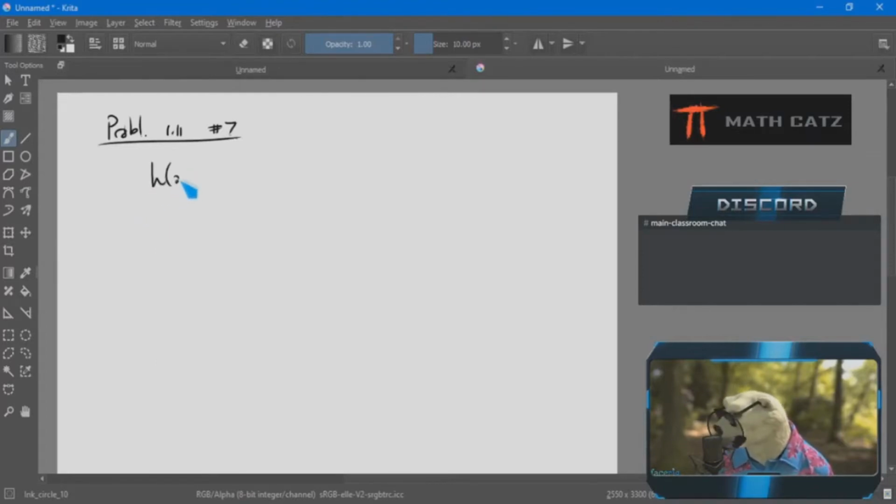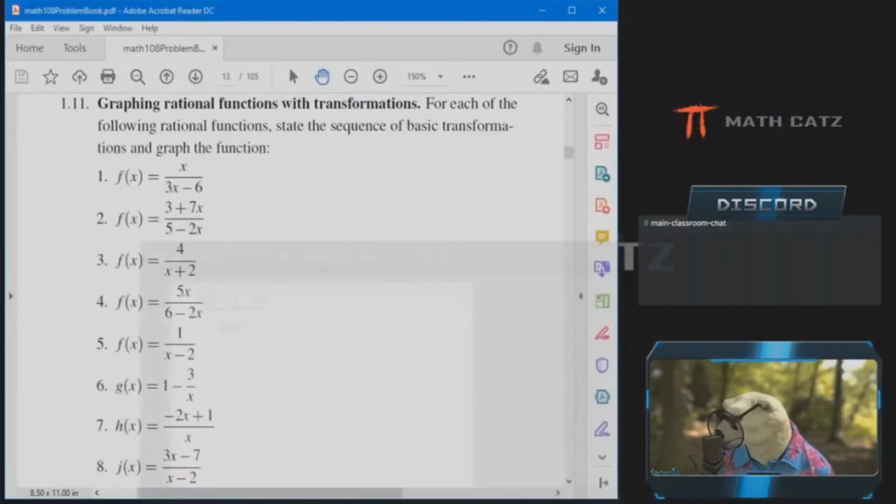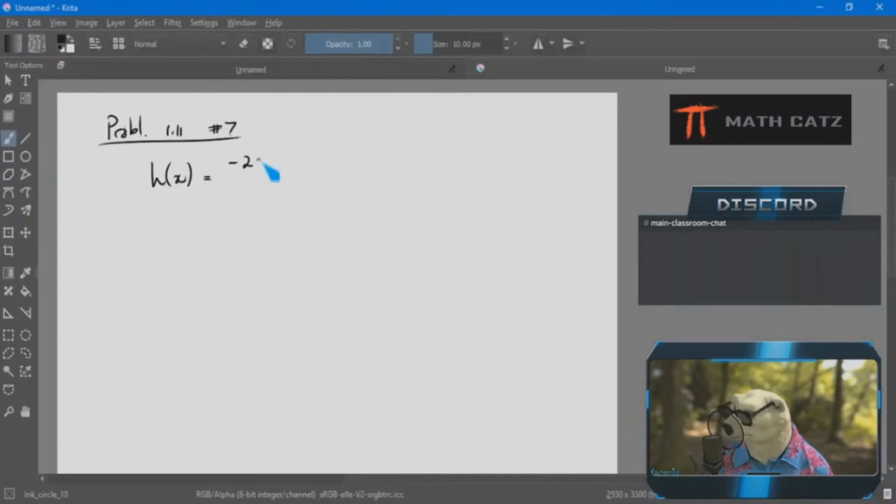Number 7, h of x. Just going down the alphabet here. Negative 2x plus 1 over x. All right. I see x is in the top, so I can't identify the transformation. This doesn't even look like it has any transformations.